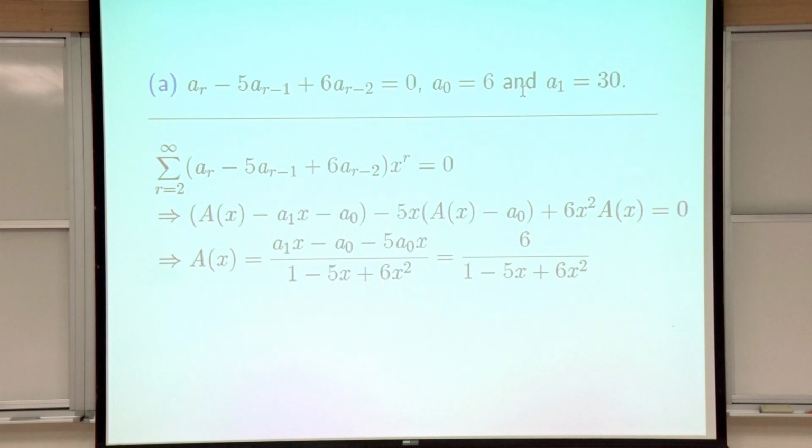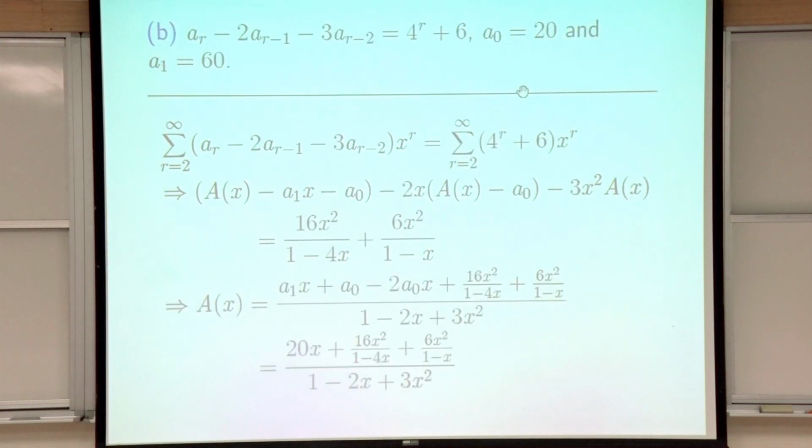0 divided by 1 minus 5 plus 6x squared. And part B is similar. So for the right hand side, we have the summation for i starting from 2 to infinity, of 4 to the power r plus 6, times x to the power r.